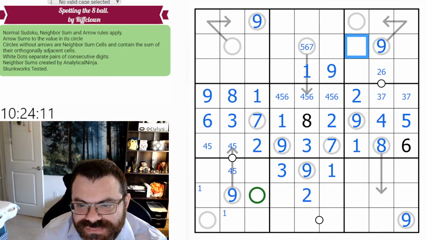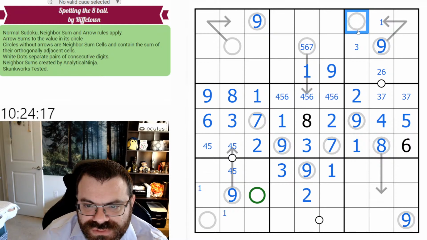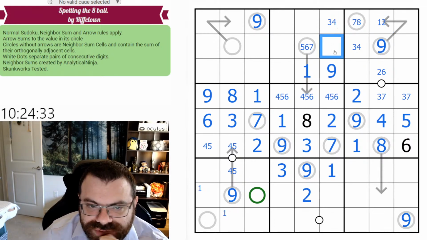Let's see. This is minimum 3, and this one could be a 1. So this sums to 4 or higher. Or no, this one is minimum. Sorry, I didn't see that. It's 3 for some reason. This one's minimum 3 as well. So this is 7 or 8. So we have 1 degree of freedom on these. So that could be a 2, that could be a 4, and that could be a 4.